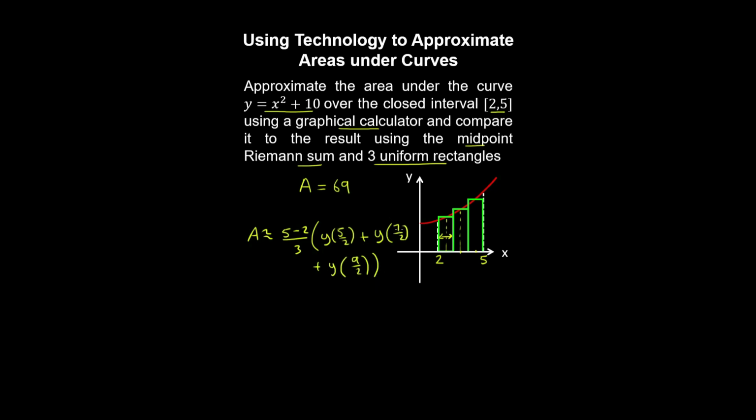And if you plug these values into this equation, and we get 3 on 3 equals 1, so you get the following expression. And then calculating that out, you get the following result, which is very close to the result we got using the calculator.